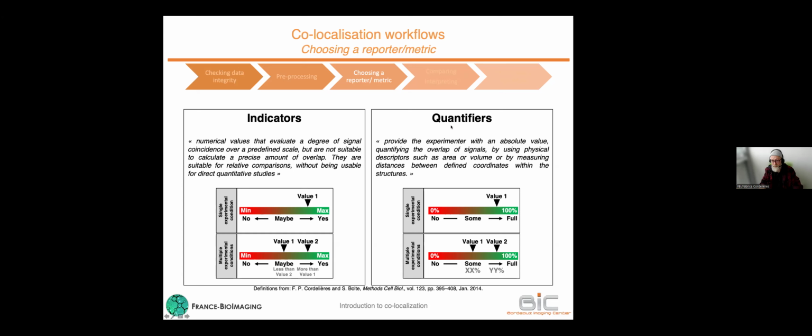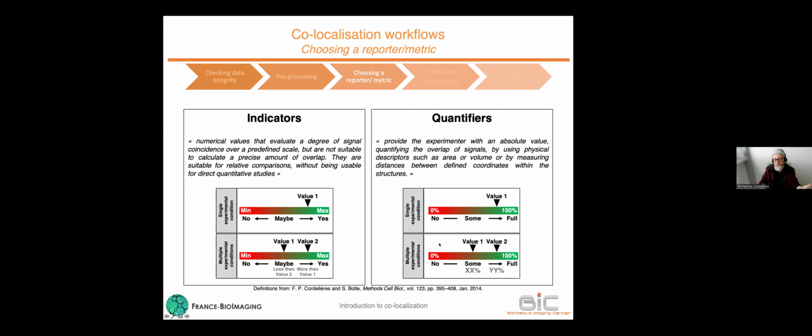On the other side, you've got quantifiers. A quantifier is a reporter for a physical overlap. It's a reporter for the amount of signal that is engaged in the process of colocalization. So it can totally stand by itself. You've got a value that generally will range from 0 to 100%, giving you the amount of colocalization.